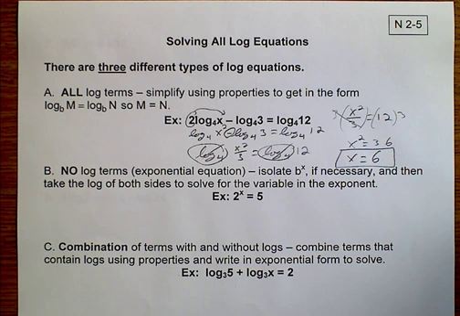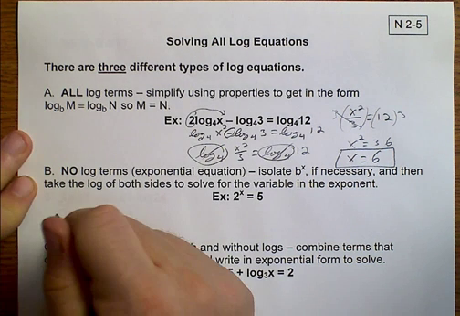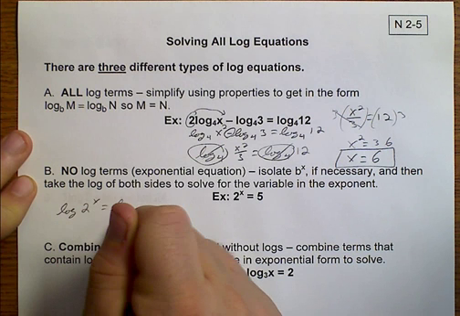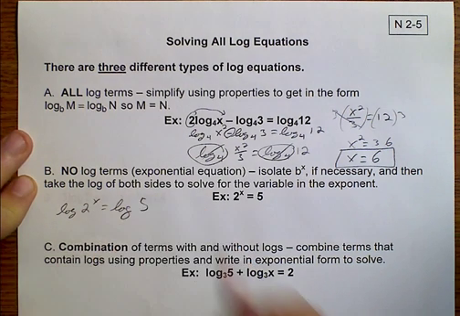Now, if there are no log terms, then we get something like this, 2 to the x equals 5. Well, we isolate b to the x, if necessary, and then take the log of both sides to solve for the variable and the exponent. So we can do this by saying the log of 2 to the x equals the log of 5.